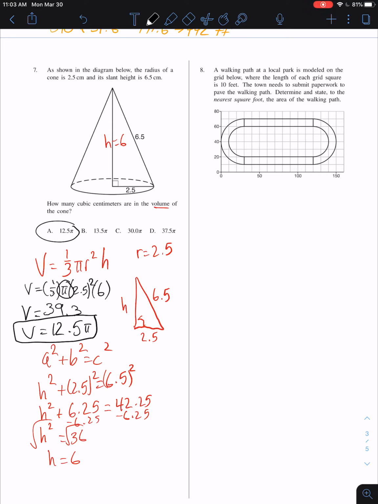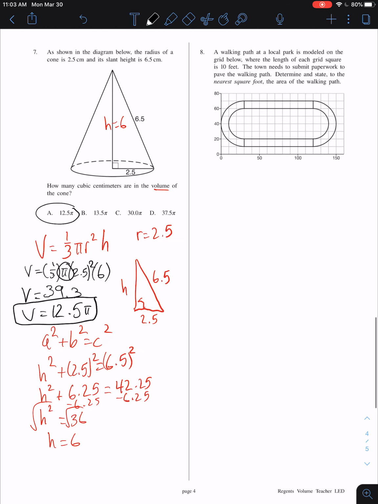So another good volume question. Every single question on this sheet was a past Regents question. The reason I want you to see these like this is that these are going to help you to determine that you can conquer the Regents and that the Regents is very doable.